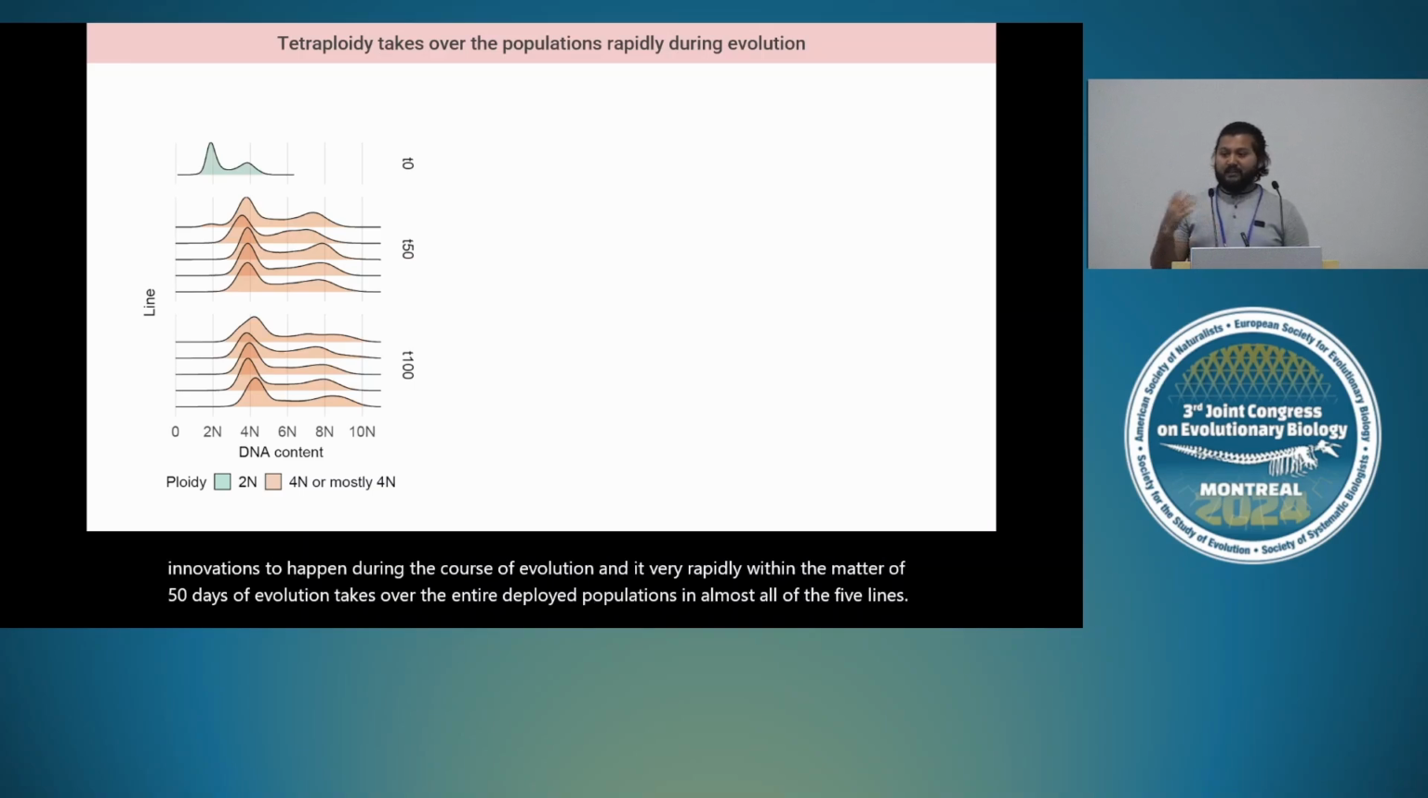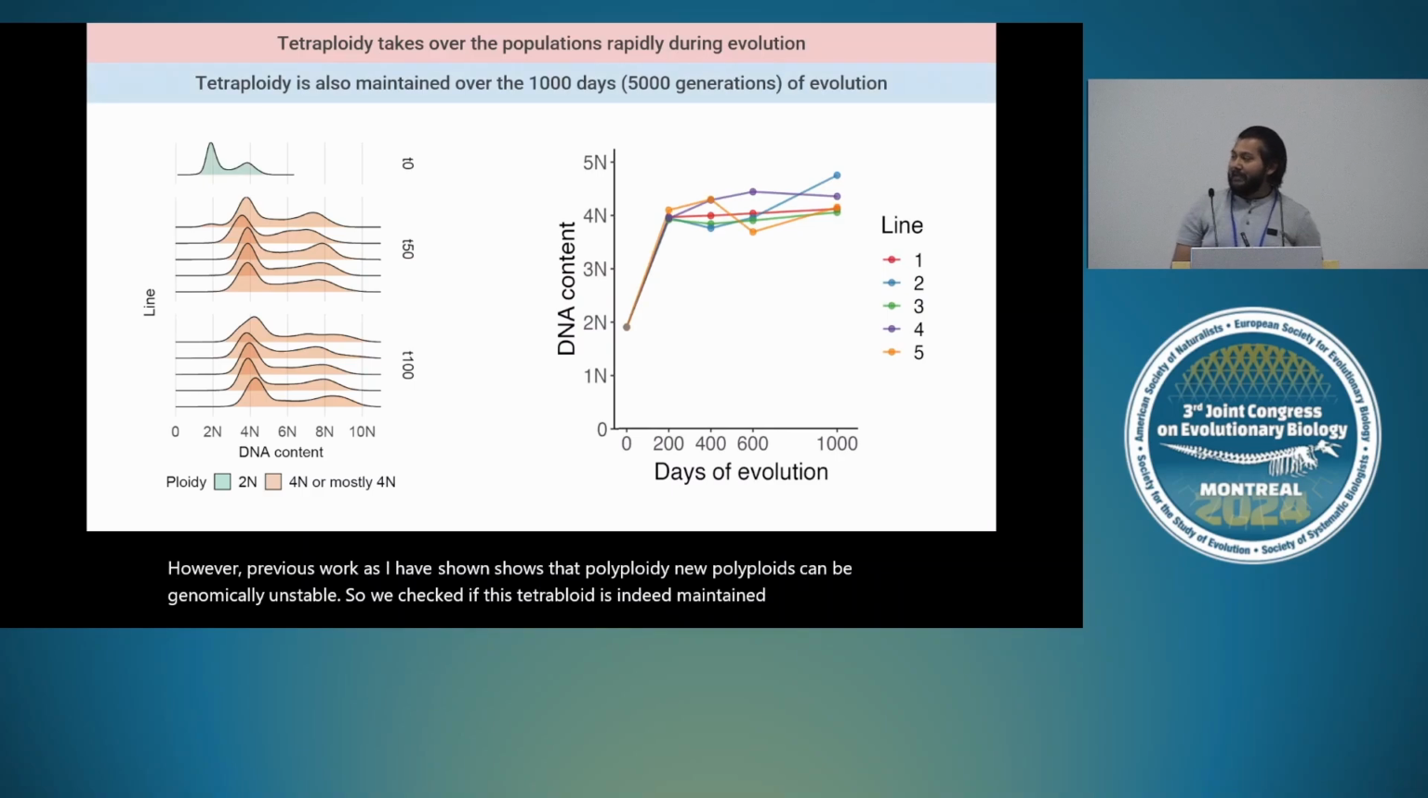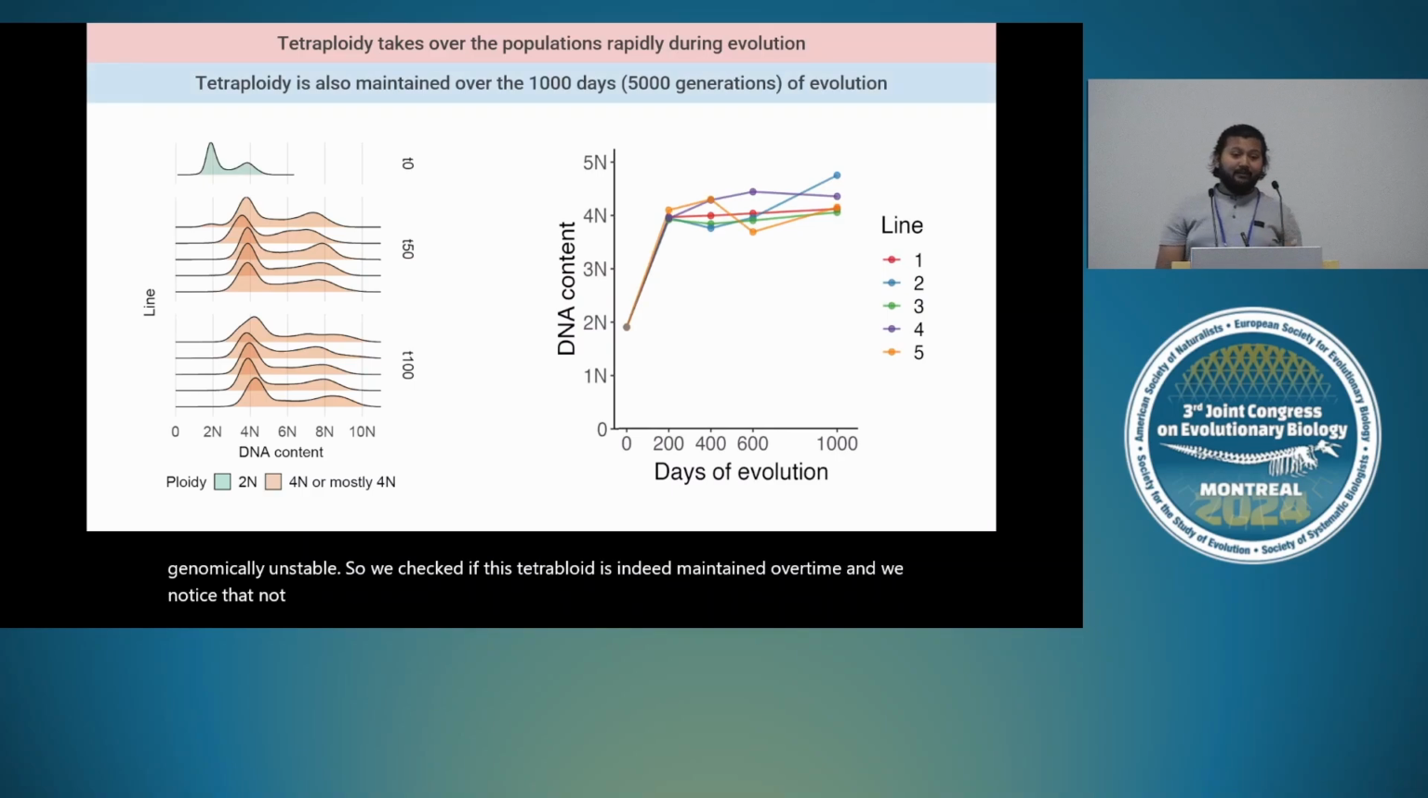However, previous work, as I have shown, shows that new polyploids can be genomically unstable. So we checked if this tetraploid is indeed maintained over time, and we noticed that not only does it arrive early, it is maintained for more than 1,000 days and still ongoing, which is about 5,000 generations.